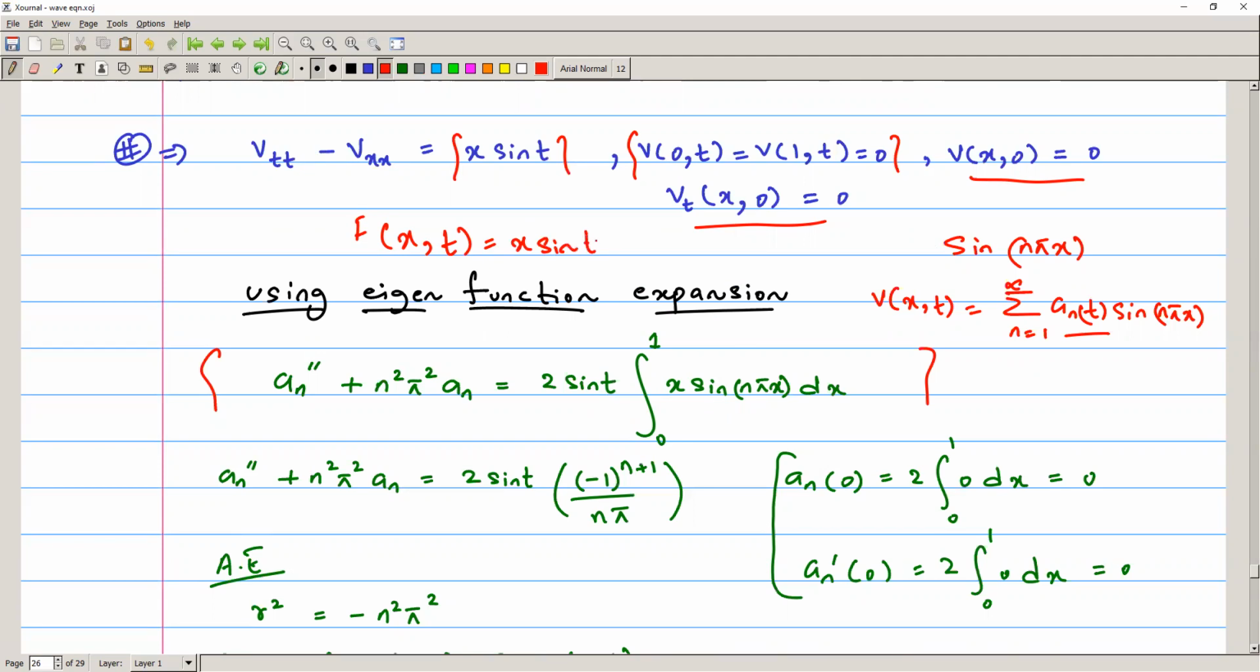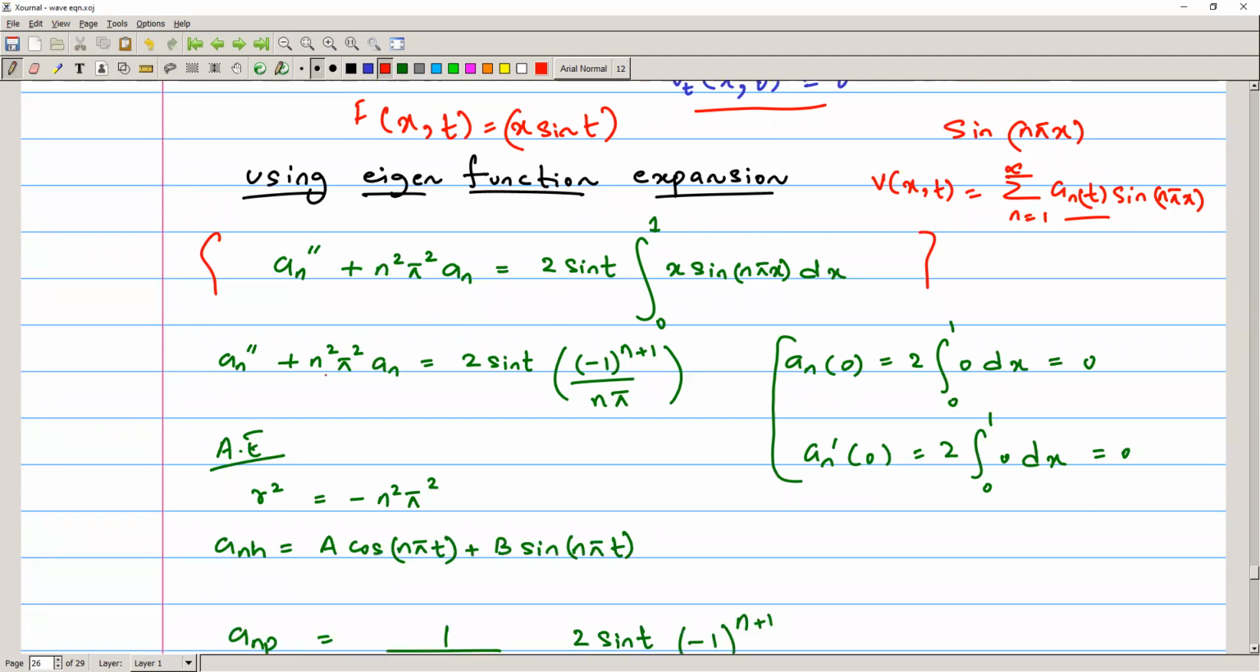We already discussed how to formulate this equation in the previous classes, and now we are doing it directly. So a_n double prime plus n squared pi squared a_n equals 2 sine t times the integral of x sine n pi x dx from 0 to 1. The integral of this function is equal to this. For the initial conditions, we have both conditions 0, so a_n(0) equals 0 and a_n prime(0) equals 0.